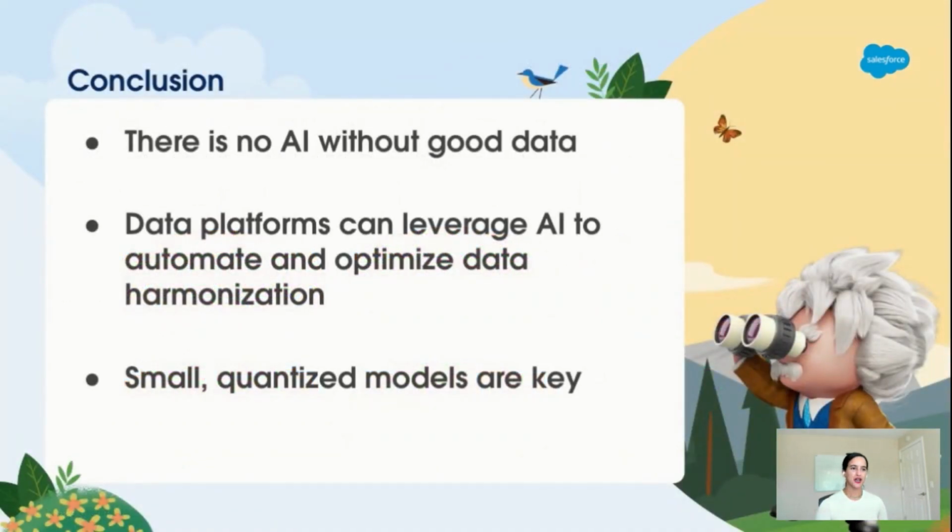Yeah, and that wraps it up. So really the takeaway here is that, again, we're all here for the same reason. There is no AI without good data, and data platforms are king. So don't forget that data platforms themselves can leverage AI to automate and optimize those processes needed for data processing, for data harmonization. We're doing that at Salesforce, and it's openly available to our customers today. And the key to making that happen, definitely keep in mind the power of small models and the power of quantization. They're perfect for scale.